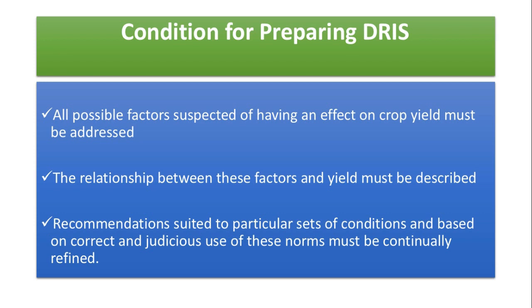Conditions for preparing DRIS: all possible factors suspected of having an effect on crop yields must be addressed. The relationship between these factors and yield must be described. Recommendations suited to a particular set of conditions and based on correct and judicious use of these norms must be continually refined.